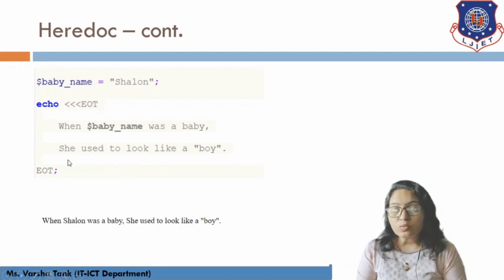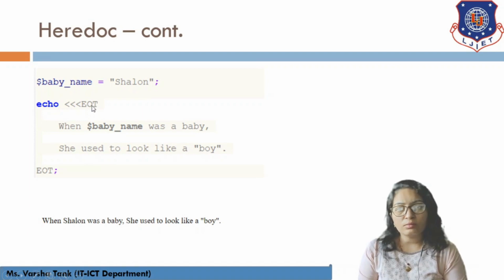Now this is the heredoc example. Echo, then our heredoc sign and identifier. Here it is defined as EOT, which stands for end of text. You can define any identifier; it is not compulsory that you define EOT only. You can define A also, ABC also, XYZ also. So this indicates the starting of the heredoc.